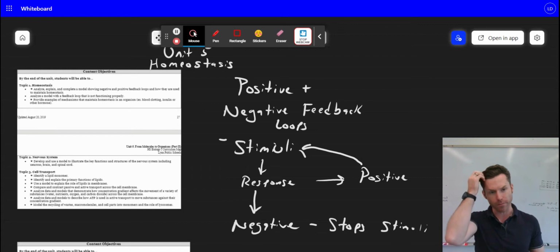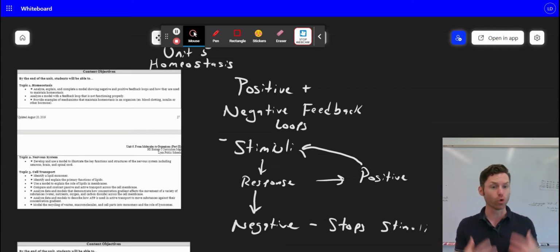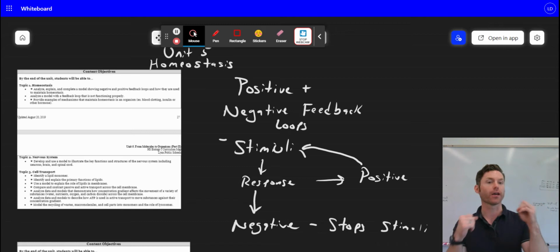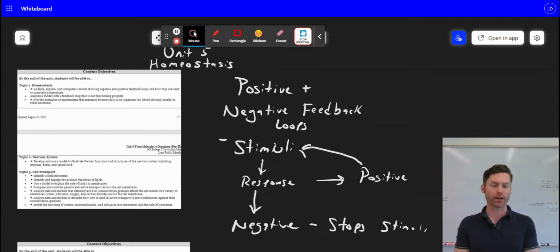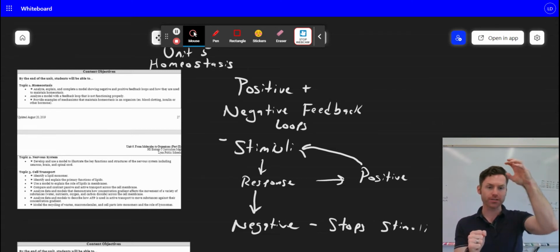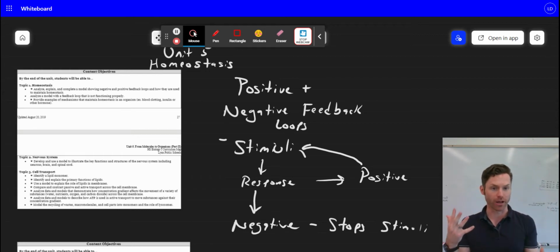Okay? And so in our body, things like body temperature are stimuli. And so if I get too hot, right, my body wants to cool down, it will sweat, and I will reduce my body temperature. Okay? That is an example of a negative feedback loop, where the response stops, inhibits, or slows down the stimuli.